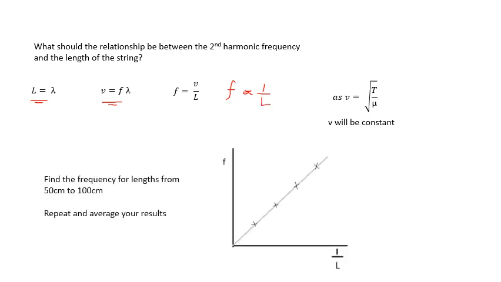So what we do is we do 6 or 7 different lengths between 50 and 100 centimeters. It depends on the length of your bench actually. For most physics lab benches you can manage a meter, but you struggle a bit to do more than that. But from 50 to 100 centimeters, repeat and average your results. Put your results in a nice table in Excel, and then F against 1 over L should get a straight line, and that confirms that relationship.